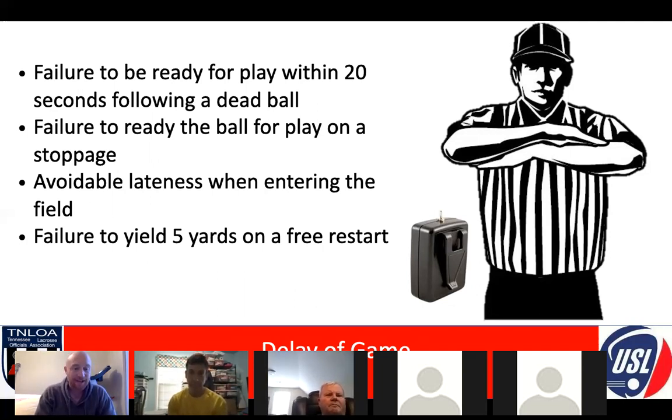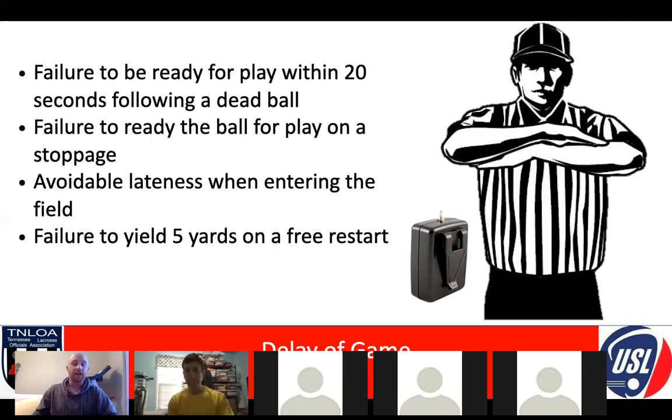Avoidable lateness when entering the field. This is also off of a shot or out of bounds. The guy picks up the ball and is waiting for substitutes to happen. Give him 5 seconds. If he doesn't get into the field, it's a delay of game.